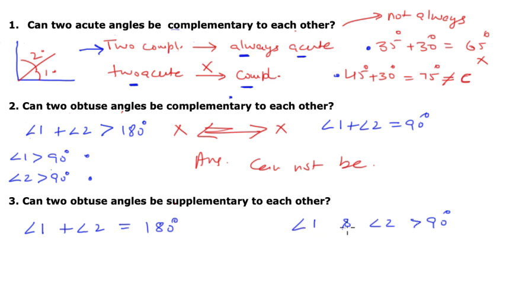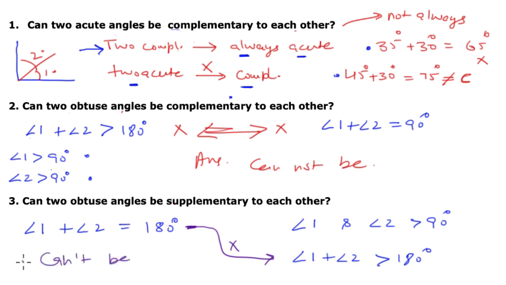So when they both are individually bigger than 90 degrees, then their sum will have to be greater than 180 degrees, correct? That means this statement does not match this statement. So two obtuse angles, they cannot be supplementary. Okay, that's our answer. So I hope that this gives you a little bit of understanding on how to read these word statements, how to construct a solution, and what is really a complementary and supplementary angle.